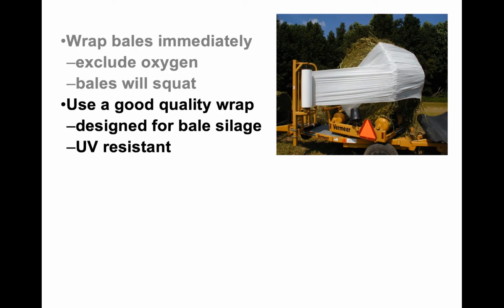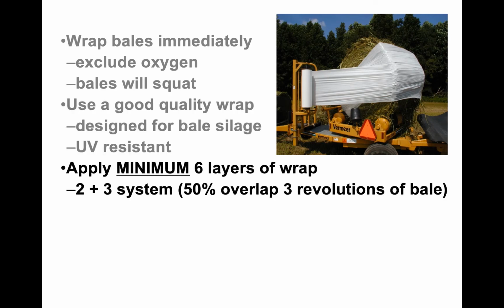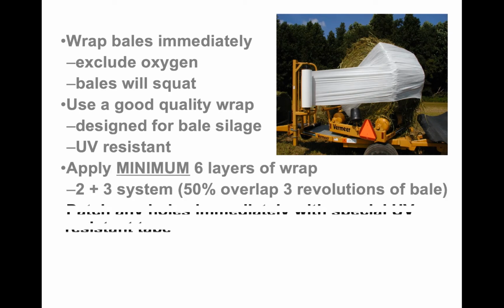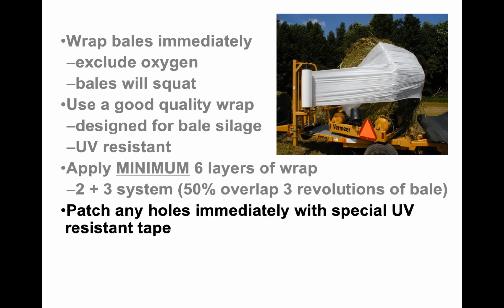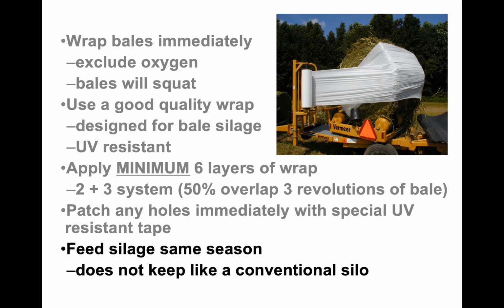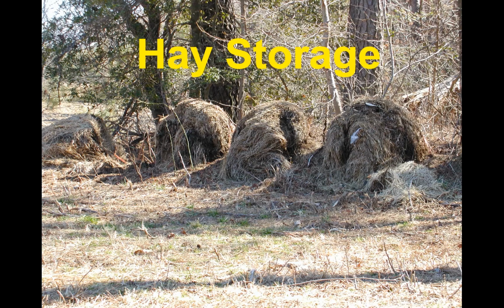We want to use a good quality silage wrap designed for bale silage, and we want to make sure that it's UV resistant. We want to put on a minimum of 6 layers. And then if we get any holes, which happens sometimes, we want to patch them with a special tape that's UV resistant. And ideally, we would want to feed silage out by the next season. So if I make bale silage this year, I want to feed it out by this time next year. We don't want to keep it over seasons because, again, it's not the ideal ensiling package compared to a conventional silo.